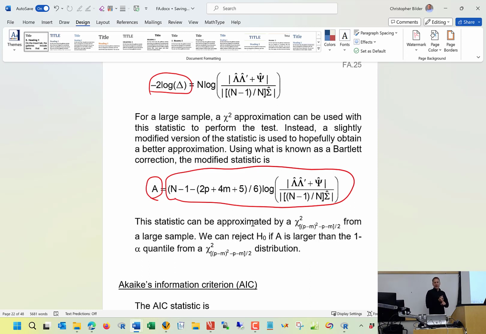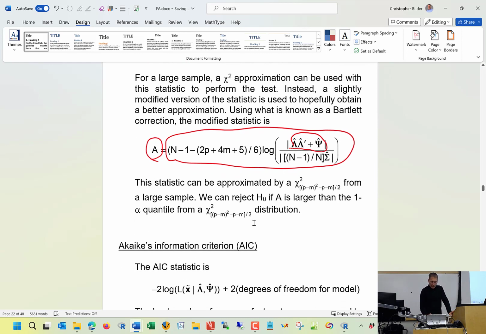Remember, m is the number of common factors under the null hypothesis. p is the number of original variables that you have. Capital N is your sample size. Of course, sigma hat is your estimated covariance matrix. And the stuff in the numerator right here represents your factor analysis model. So we end up using a chi-square distribution approximation with A in the end. There's the corresponding degrees of freedom. As you can see, it's kind of a messy expression for it. So we will apply that shortly.